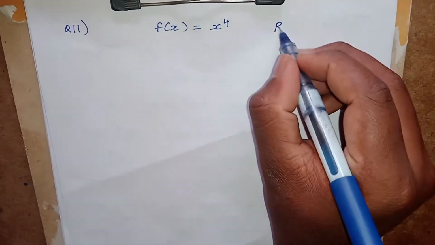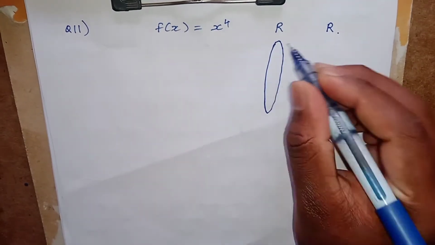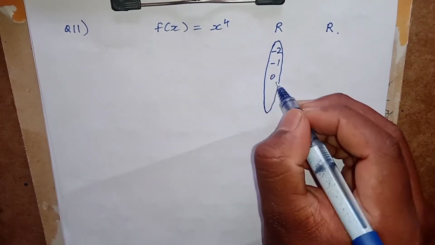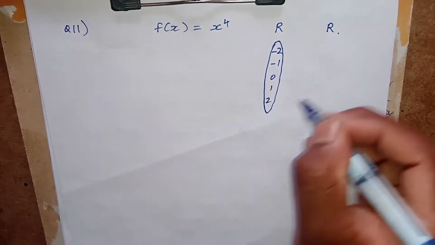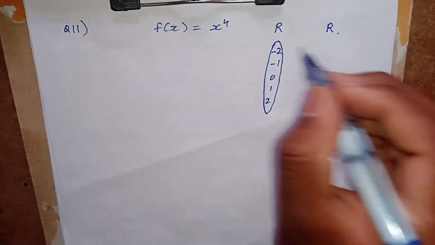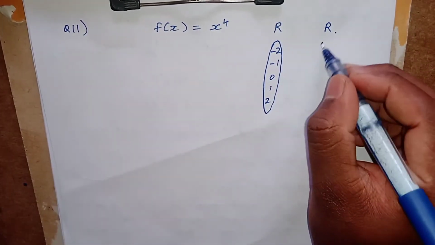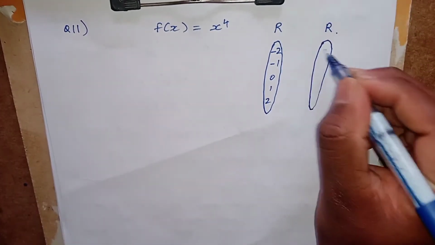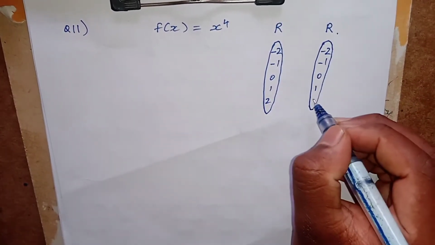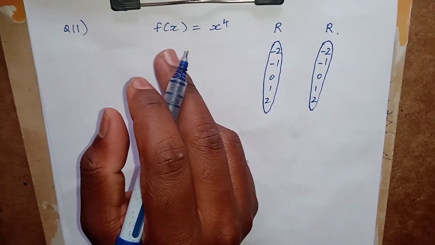Here, real number to real number, I am taking real numbers as minus 2, minus 1, 0, plus 1, plus 2. Real numbers are minus infinity to plus infinity. I cannot take all the terms, I am taking only a few examples. Here also the same: minus 2, minus 1, 0, plus 1 and plus 2. Okay, here it is a one mark question.